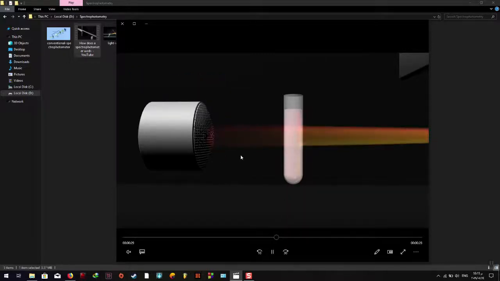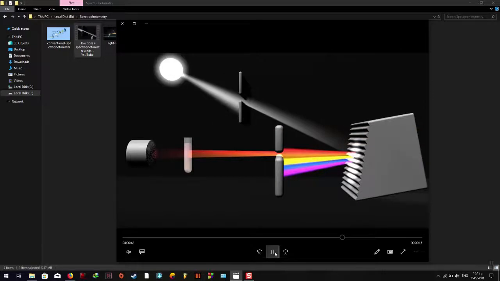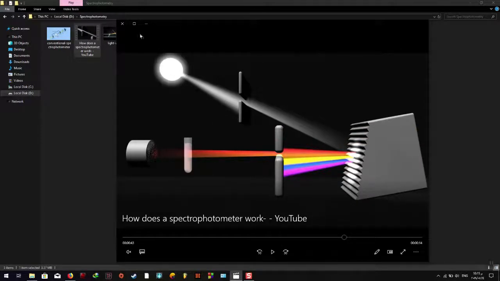This portion of light is called the transmittance, the light that is transmitted through the sample. Here we have the portion of absorbance, meaning the light absorbed by the analyte or the molecule we have here. So this is the spectrophotometer. Now, how could the spectrophotometer calculate the absorbance?